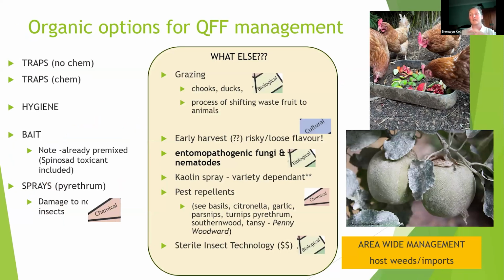So some organic additions and pieces of information here that are really helpful: if you're trying to be organic, you still can use traps that have the chemical in them, so long as the chemical doesn't touch your system or your fruit. There are also some fully organic options that have no chemicals in them, so do your investigations and look at the different trap types. Hygiene is obviously very organic. The bait can actually have an organic toxicant, that's spinosad. You can use other chemicals as well that aren't organic, but if we're looking for organic options, spinosad is the active that you're looking for.